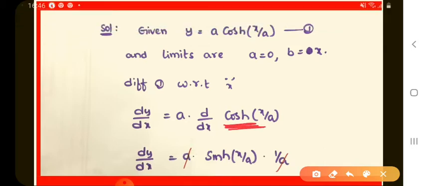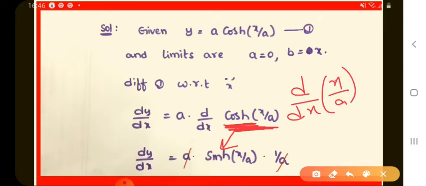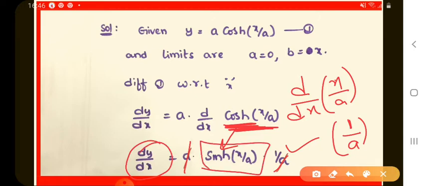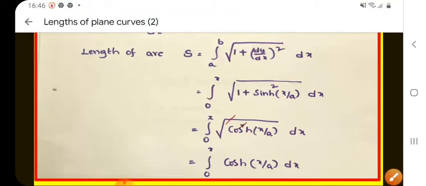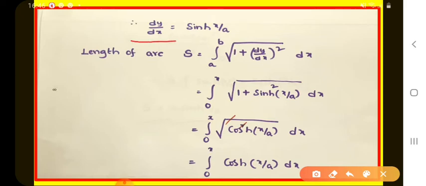First I differentiate cos hx by a. What is the differentiation of cos hx by a? Sin hx by a, and again I differentiate x by a. Differentiation of x with respect to x is 1 and a is the constant, so I write 1 by a. Here a cancelled. So what is the value of dy by dx? Sin hx by a. Therefore dy by dx equals sin hx by a.